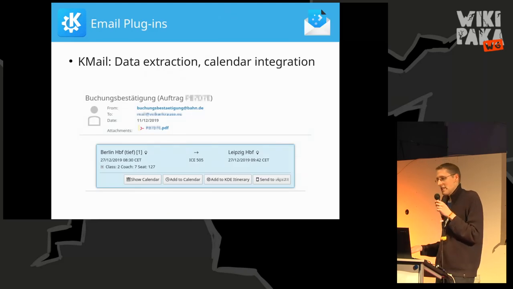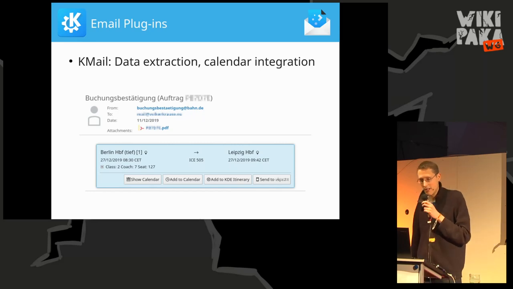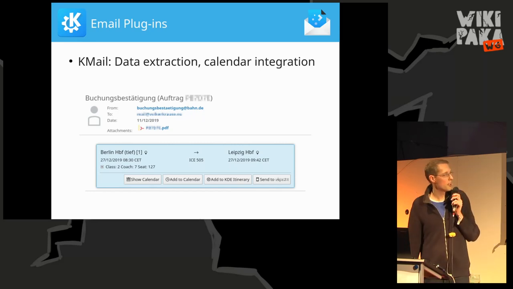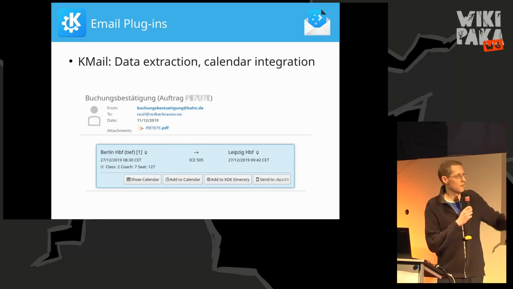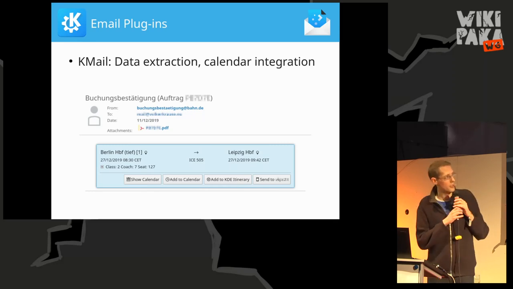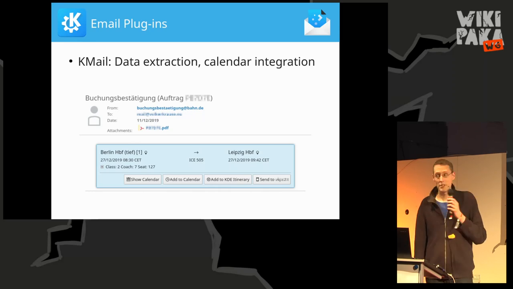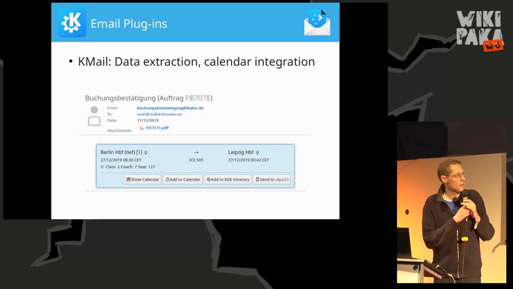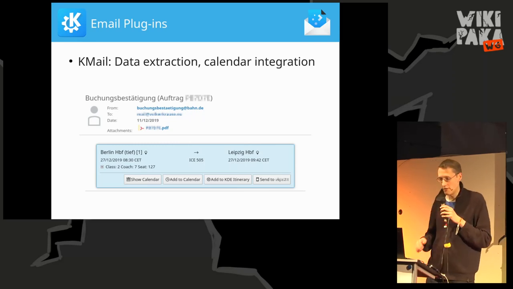And then to get data into that, we also have a plugin for email clients. This one is for KMail. So it basically runs the extraction on the email you're currently looking at, and it shows you a summary of what's in there. In this case, my train to Leipzig this morning, including the option to add that to the calendar or send it to the app on the phone.